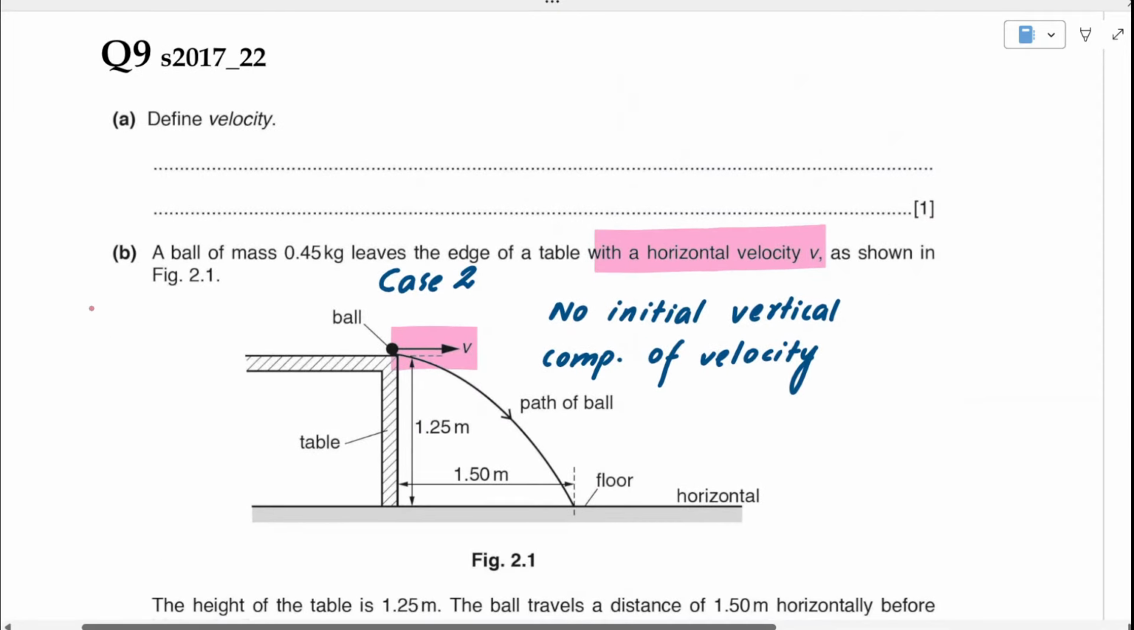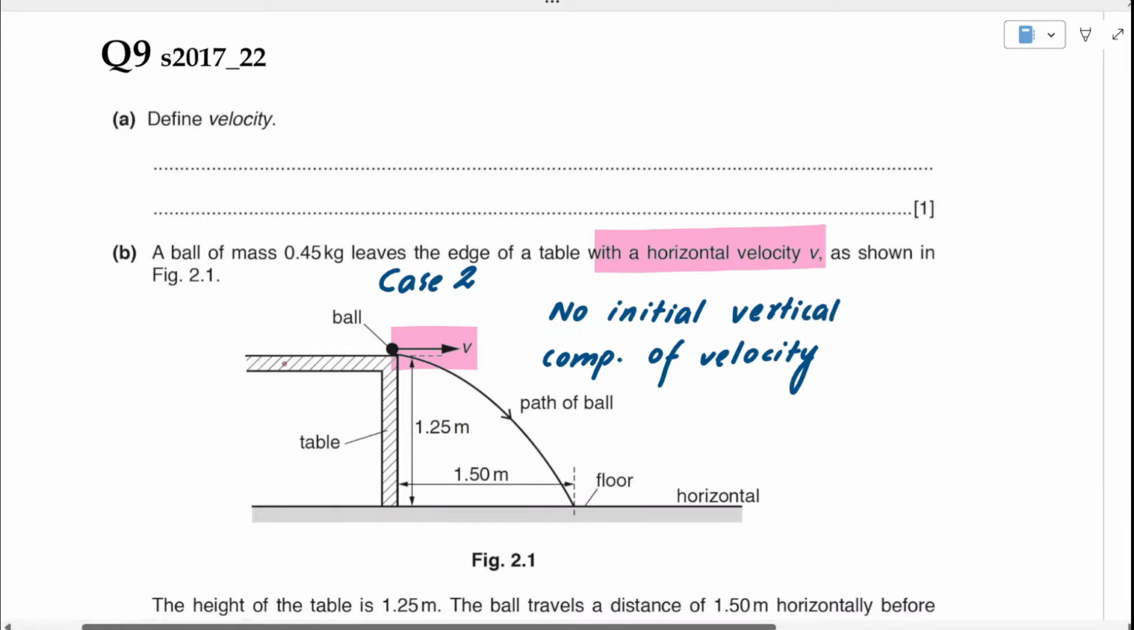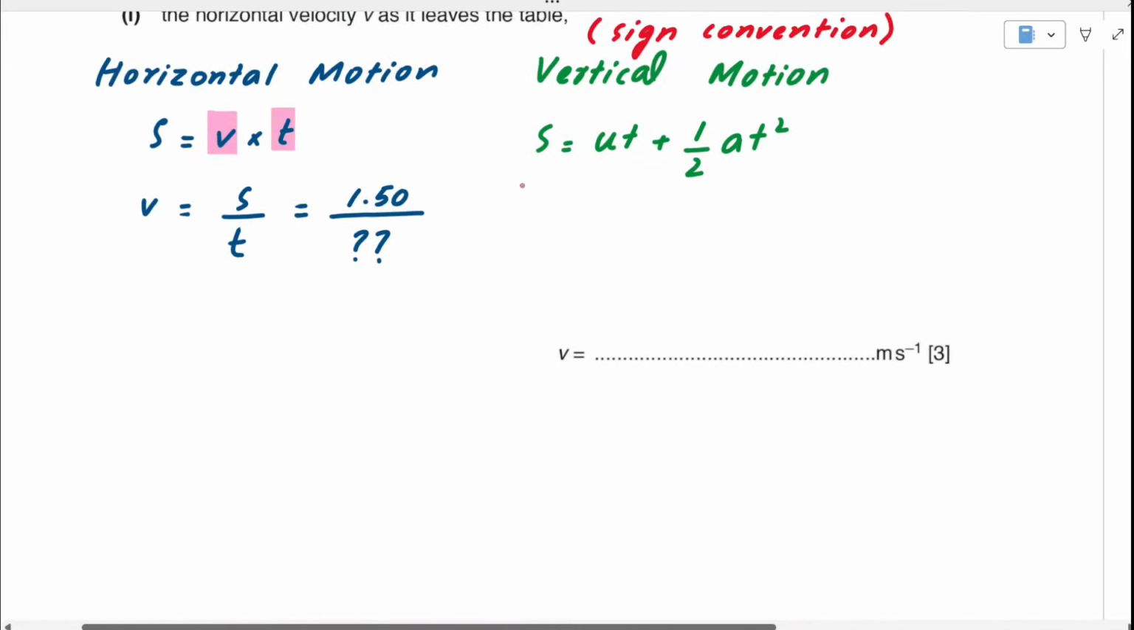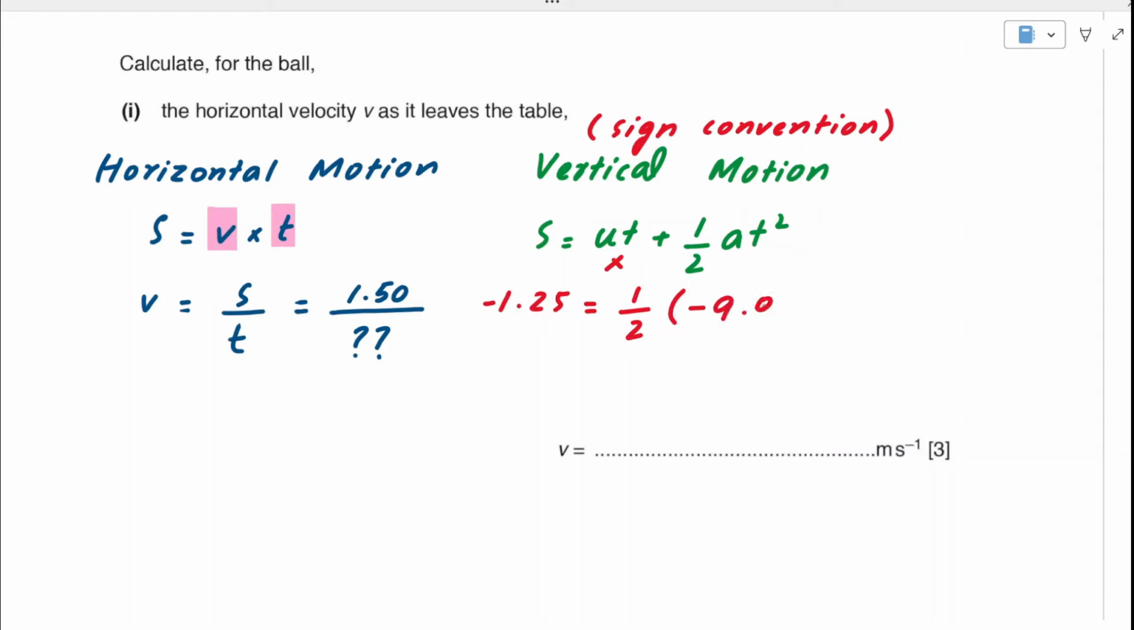Now, what is our reference point? What was the starting? The reference point was here. Then the ball goes below the reference point, hence the displacement would be negative. So value of s would be negative 1.25. Initial vertical component of the velocity is 0, so the entire thing would be reduced to 0. This whole thing would be 0. 1 over 2 as it is, we had negative sign with this. 1 over 2 as it is, a would be minus 9.81. t square as it is.